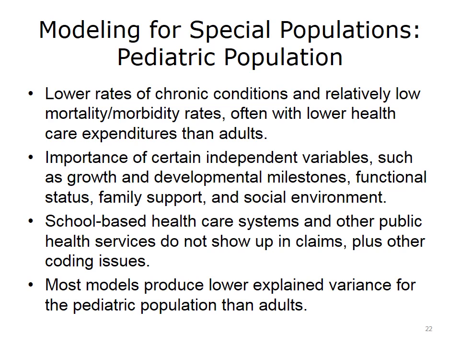Pediatric population health is affected by school-based healthcare systems and other public health services that do not show up in claims, and bring other coding issues while developing population health data warehouses. Generally, most predictive models produce lower explained variance for the pediatric population than adults.